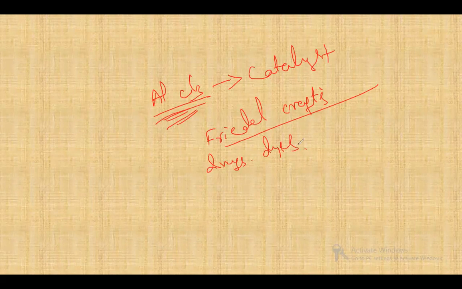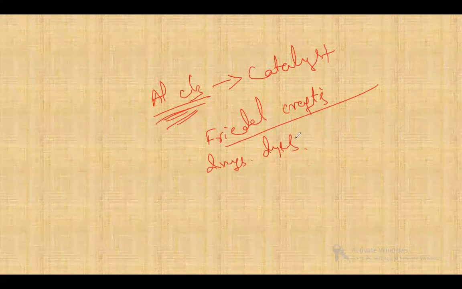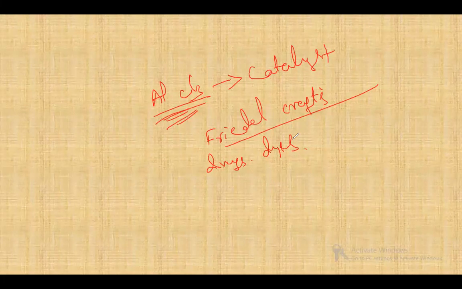Aluminum treated with hydrochloric acid or with chlorine forms aluminum chloride, AlCl3. AlCl3 treated with water forms hydrated aluminum chloride. Anhydrous means the moisture content is removed. Anhydrous aluminum chloride is used as a catalyst in Friedel-Crafts reactions, in drugs, dyes and perfumes, and in the manufacture of gasoline.